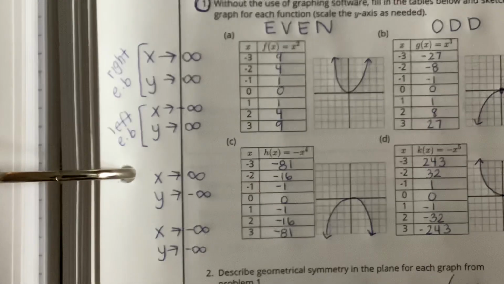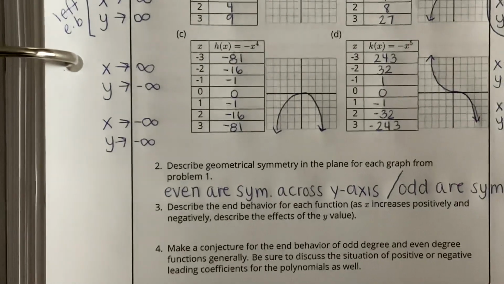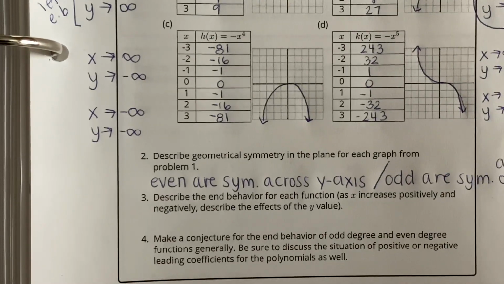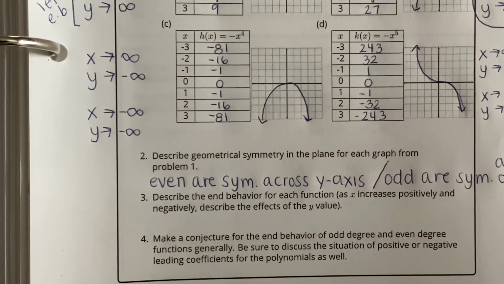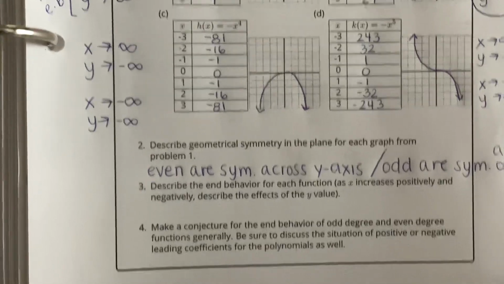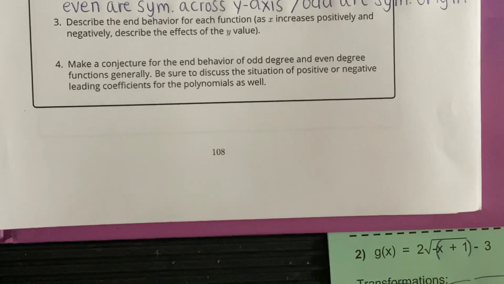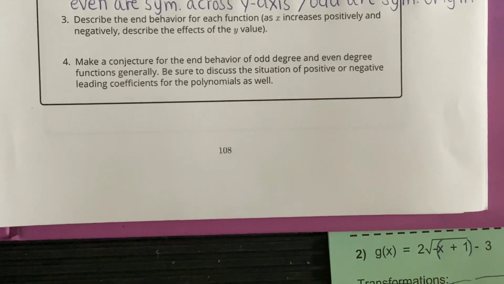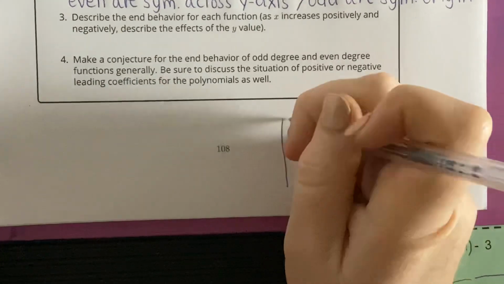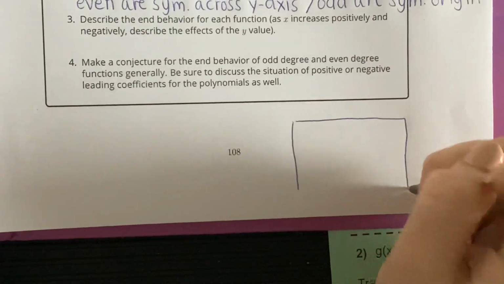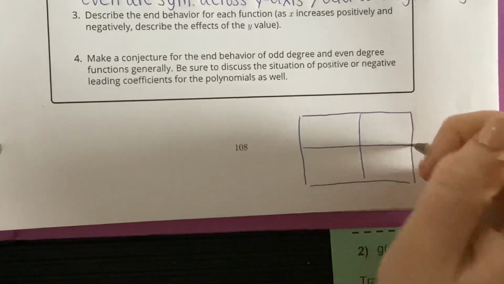Okay, now 4 is going to be the big one. So we're going to make kind of like a little chart for 4. Make sure everyone got that one. Okay, so on 4, it says make a conjecture about end behavior and odd degrees and even degrees and all that stuff. So the easiest way is we're going to draw like a little 2x2 box because you only have 4 options.